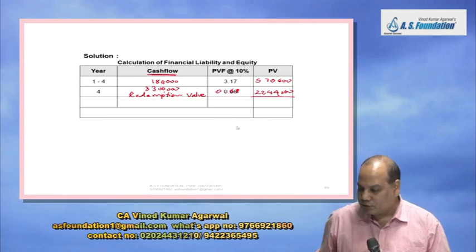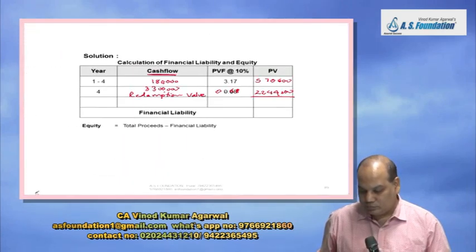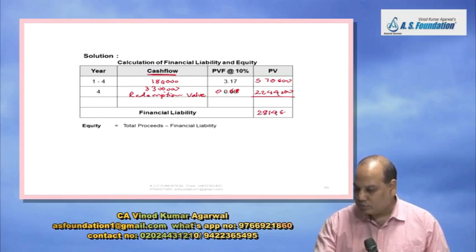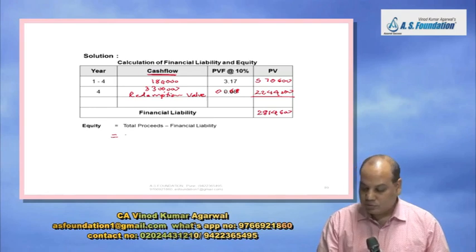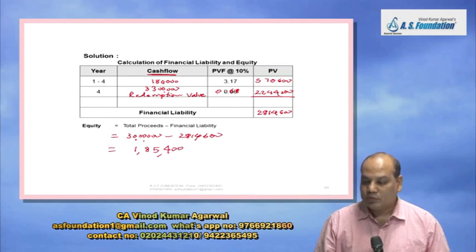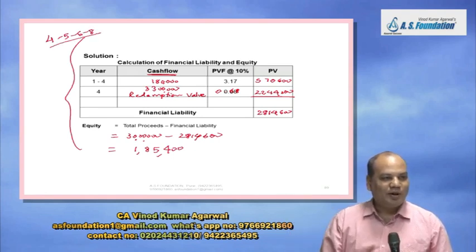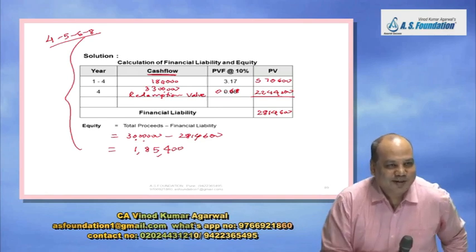So this is called financial liability. How much is financial liability? 28 lakh, 14,000. So equity is equal to 30 lakh minus 28 lakh 14,600. 1 lakh 85,400. Sometime for this much efforts you will get 4 marks or 5 marks, 6 mark, 8 mark, depending upon demand and supply in the market.